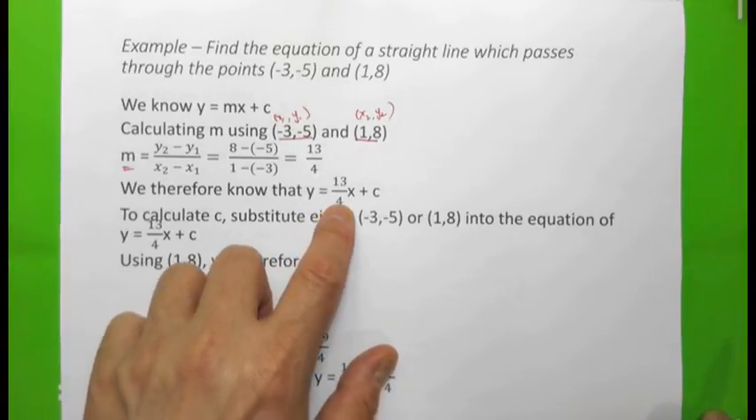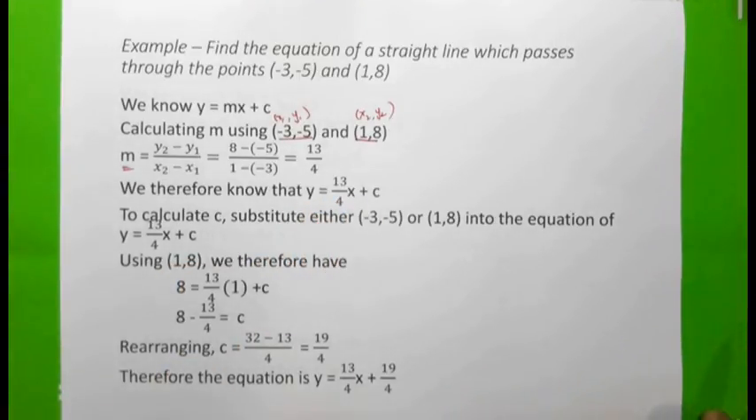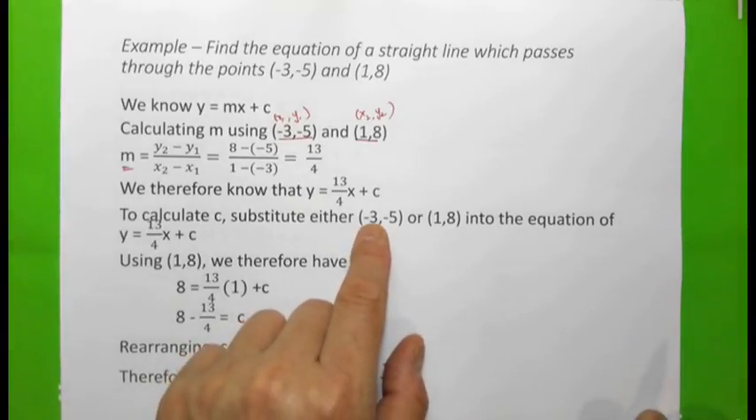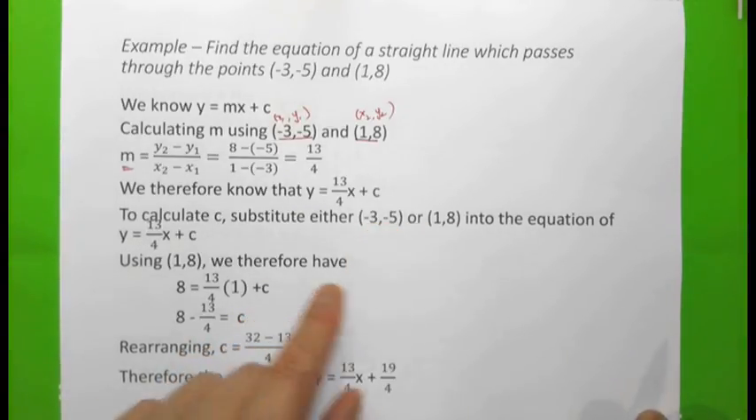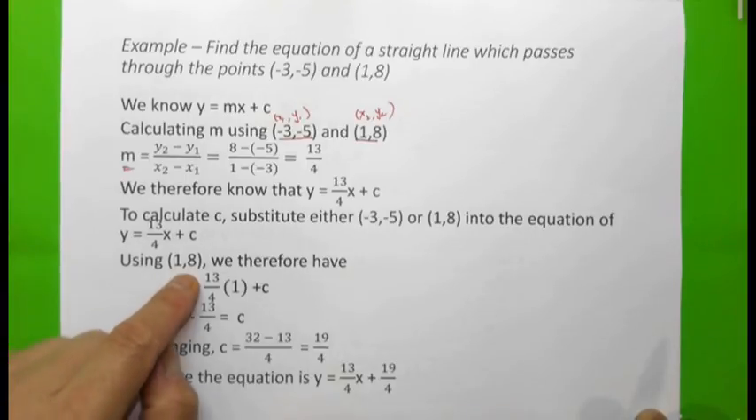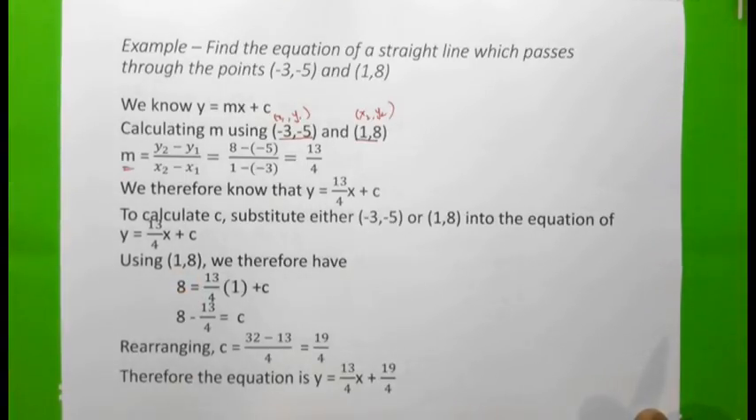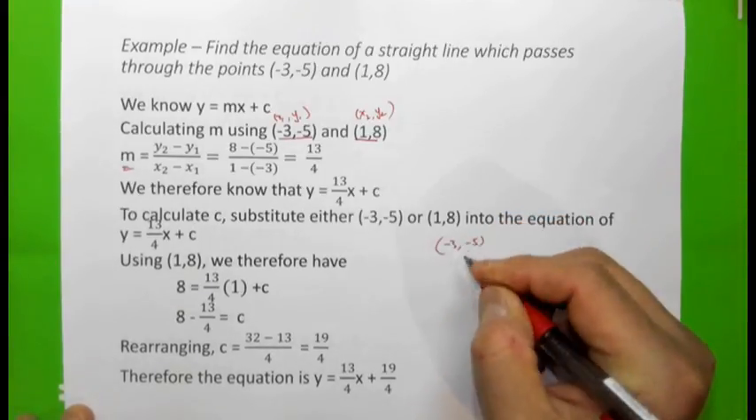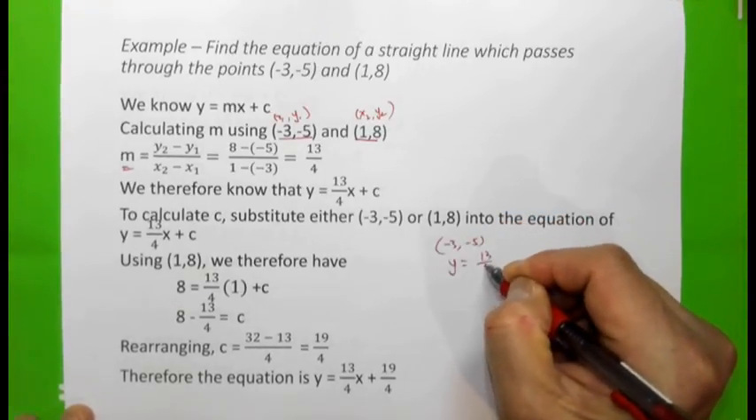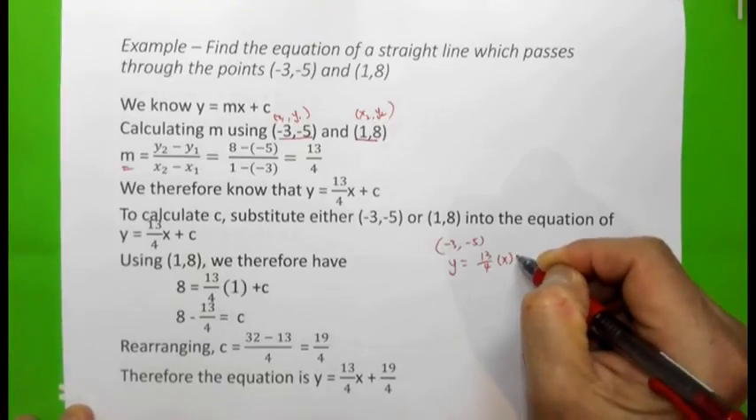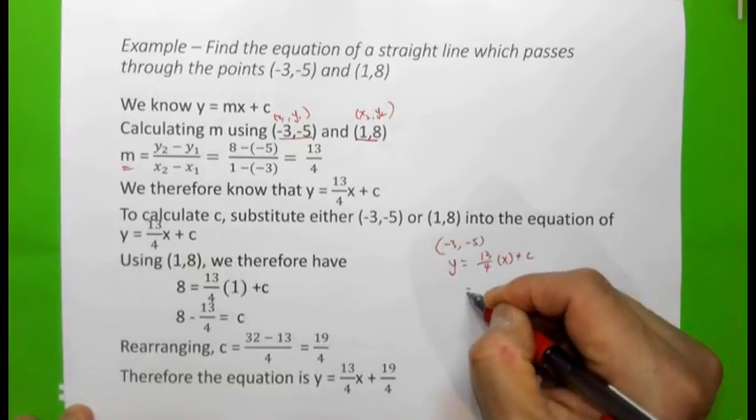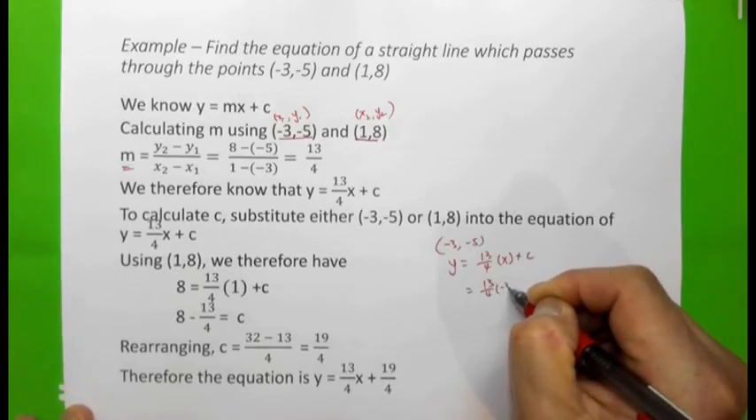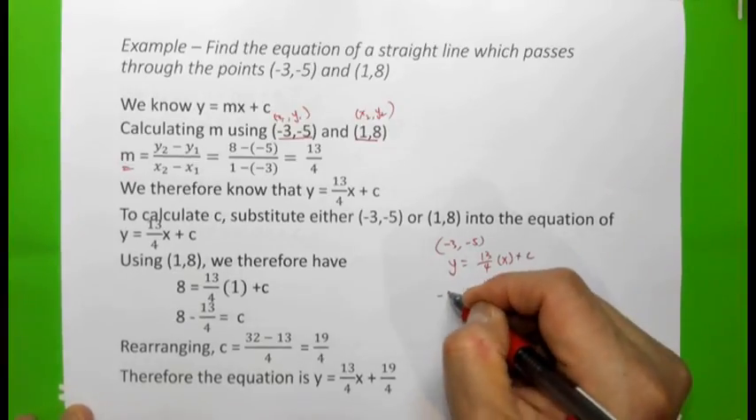So y equals 13 over 4 x plus c. Substitute either (3, 5) or (1, 8) into this equation. Say we started using (1, 8). We can work out that c is equal to 19 over 4. Let's try using (minus 3, minus 5). So y equals 13 over 4 x plus c. x is minus 3, so 13 over 4 times minus 3 plus c, and y is minus 5.